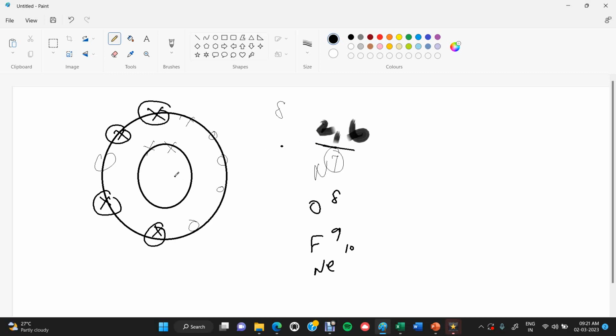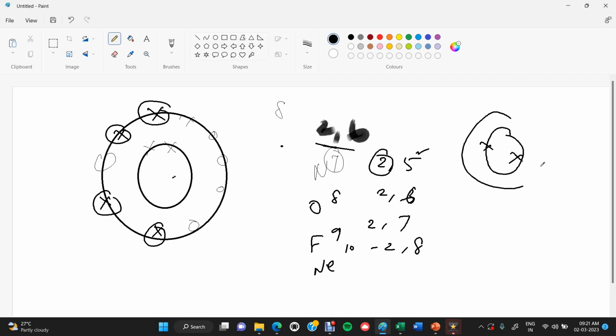2 electrons will be there in the first shell and 6 electrons will be there in the second shell for oxygen. We'll write like this, listen here. This is 2, 5. This is 2, 6. This is 2, 7. This is 2, 8. It means that the first shell contains 2 electrons and the second shell contains 5 electrons. This is the first shell, there are 2 electrons here, and in the second shell, there are 5 electrons: 1, 2, 3, 4, 5 electrons.